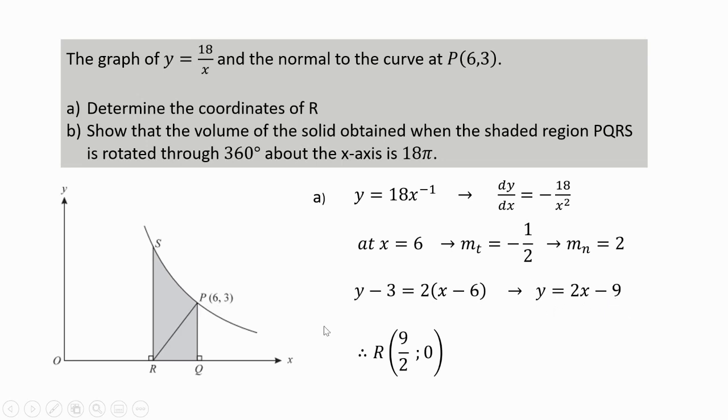Okay. I want to find the coordinates of R. So I'm looking for the x-intercept of this, which is clearly 9 over 2. And so my value for R is (9 over 2, 0).